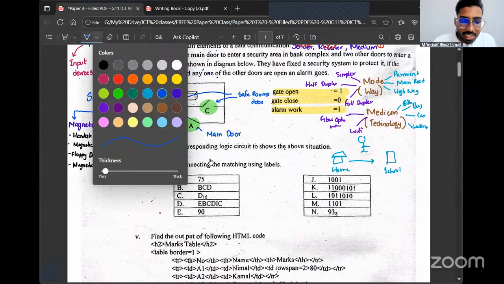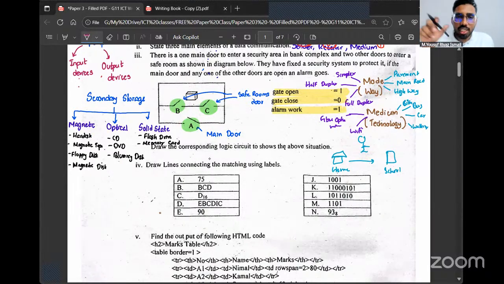After seeing the status of these three doors, we can make a decision on whether the alarm has to ring or not. The things we go and check to make a decision are called inputs in logic gates. So here we are going to check one piece of data from each sensor, let's say element A, element B, and element C. There are three things called A, B, C, and we check each of them respectively.